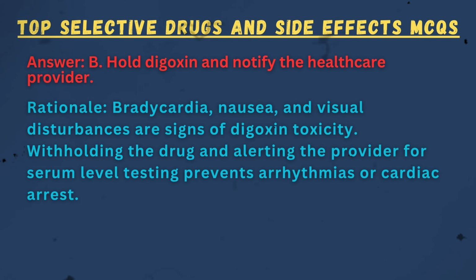Answer. B. Hold digoxin and notify the healthcare provider. Rationale: bradycardia, nausea, and visual disturbances are signs of digoxin toxicity. Withholding the drug and alerting the provider for serum level testing prevents arrhythmias or cardiac arrest.